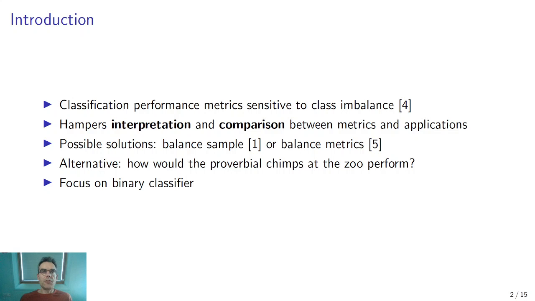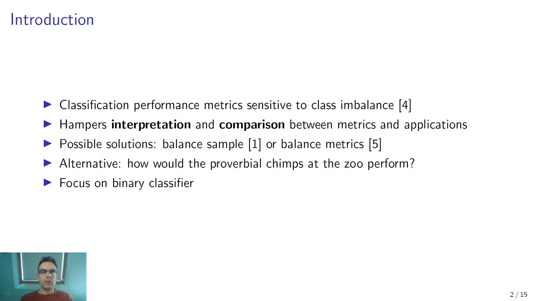There's a wide array of performance metrics that are used to assess the quality of predictions of machine learning models in classification problems. But most of these metrics are sensitive to class imbalance in the data, and this makes the interpretation of the metrics more difficult and also hampers the comparison between applications.